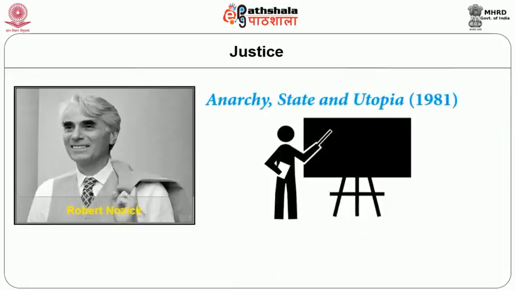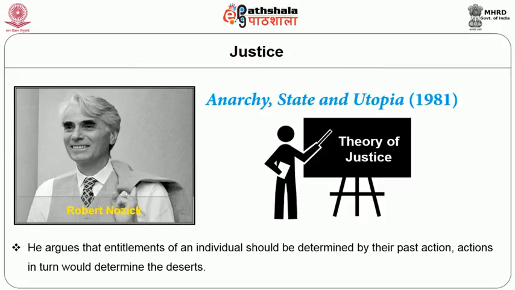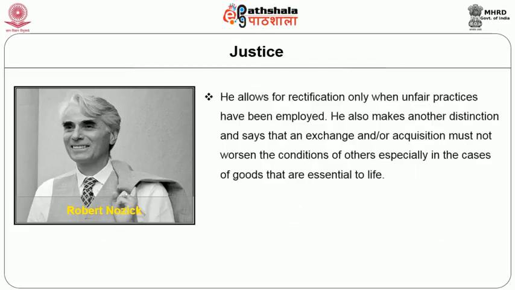Robert Nozick, in Anarchy, State and Utopia, explains his theory of justice. He argues that the entitlements of an individual should be determined by past actions, which in turn would determine the deserts. Nozick allows for rectification only when unfair practice has been employed. He also makes another distinction and says that an exchange and acquisition must not worsen the conditions of others, especially in the cases of goods that are essential to life.